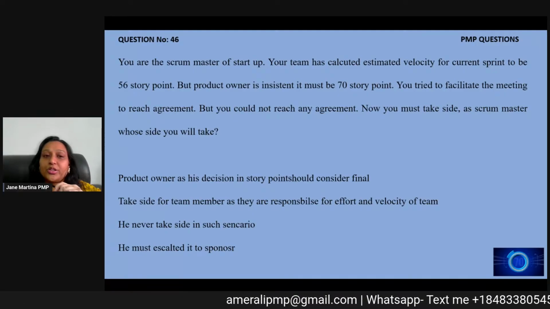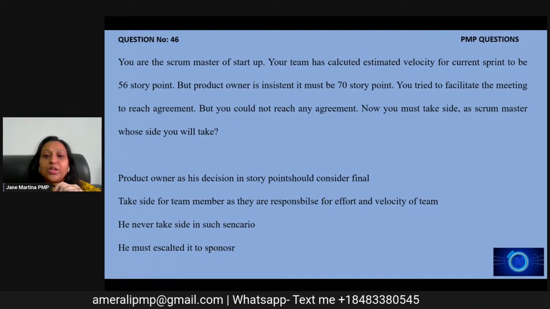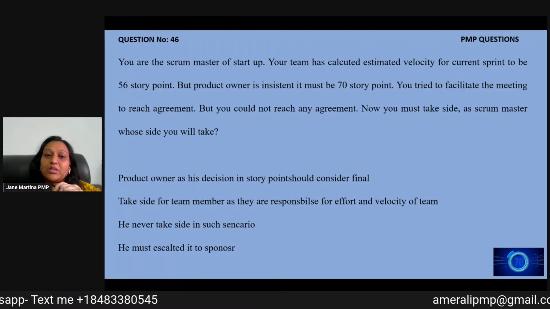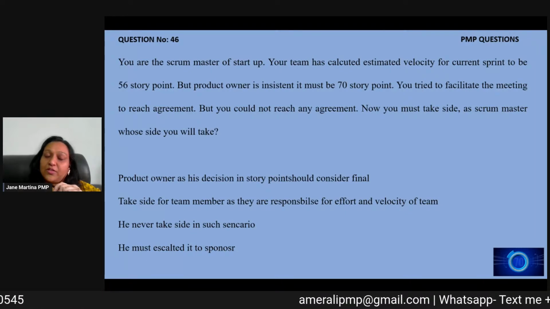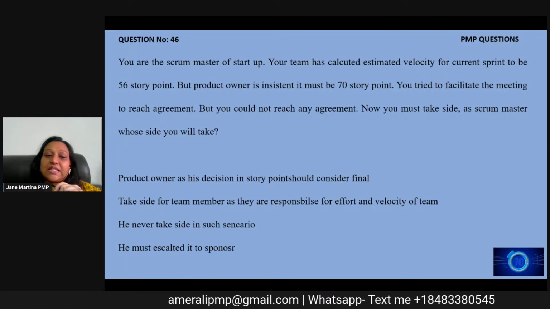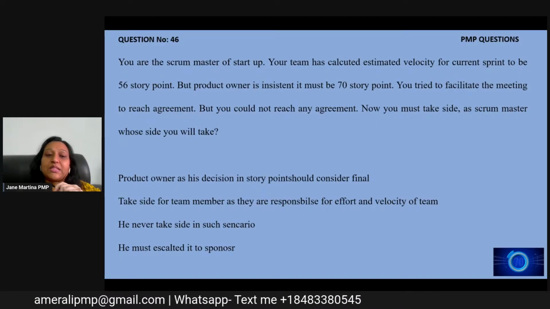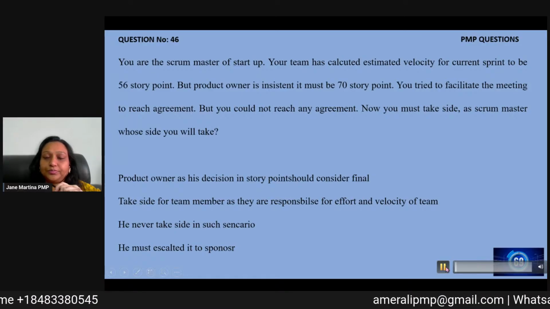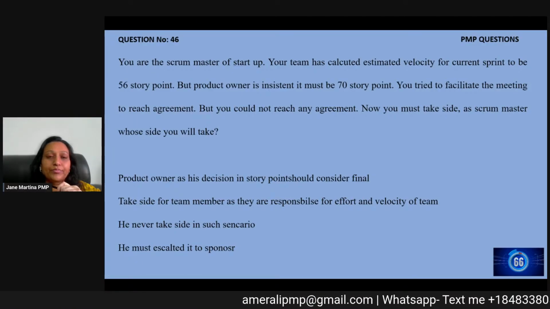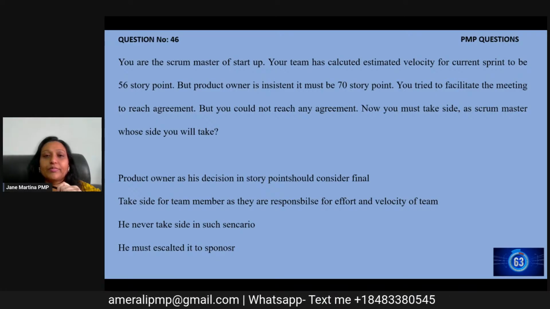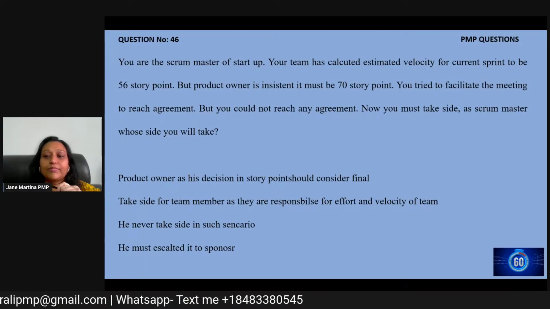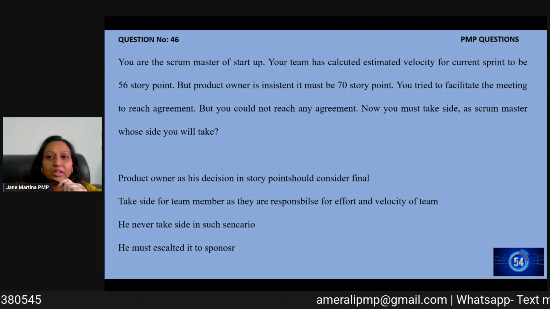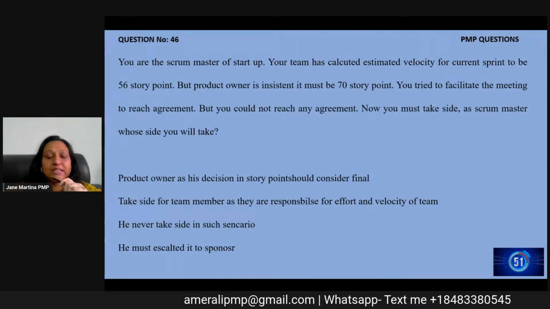A. Product owner has his decision in story points should be considered final. B. Take side for team members as they are responsible for effort and velocity of the team. C. He never takes sides in such scenario. D. He must escalate it to the sponsor. So your timer starts now. So when you are putting the answer, put the question number and then the answer for this.